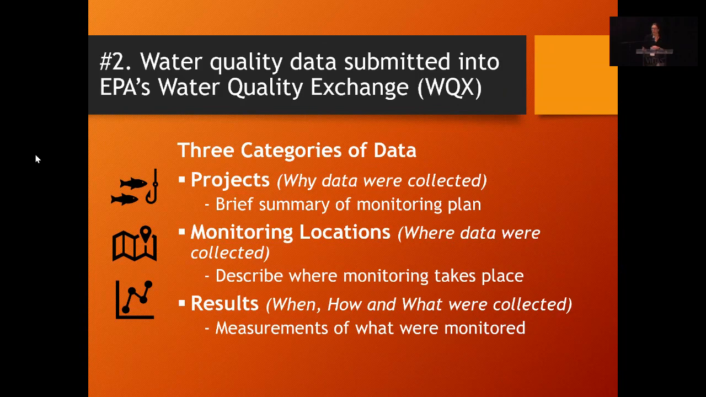And then you also submit your monitoring location information. This tends to be like XY coordinate, etc. Was it a lake, river, stream, etc. And then results. What were the actual numbers that were reported? So what were your pH levels or your dissolved oxygen levels?